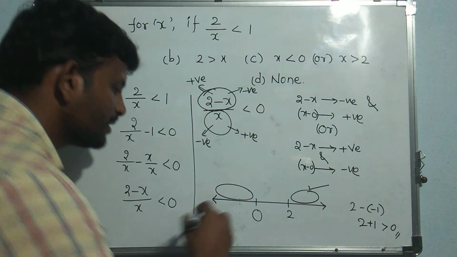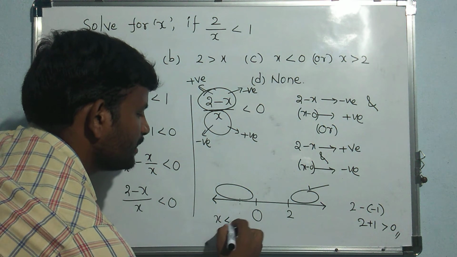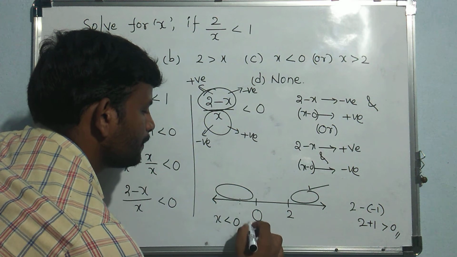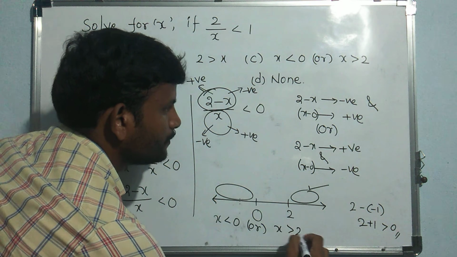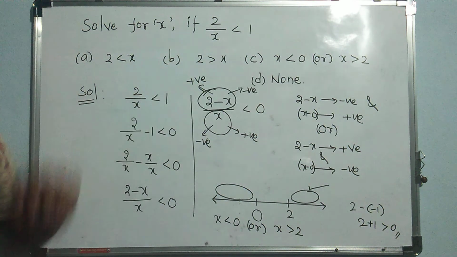This region is what? x less than 0. And this region is x more than 2. Your answer is option C actually.